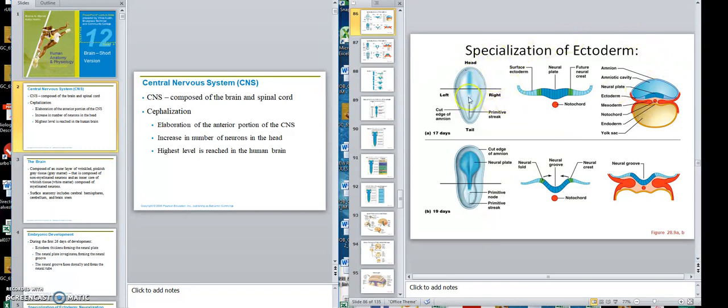See over here, this would be an embryo. This would be where the head area of the central nervous system would be developed. And this would be where the spinal cord is, and this would be the brain area. Increasing the number of neurons in the head, the highest level is reached in the human brain. Okay? Because we're supposed to have dominion over all the other animals. So more neurons in this brain.